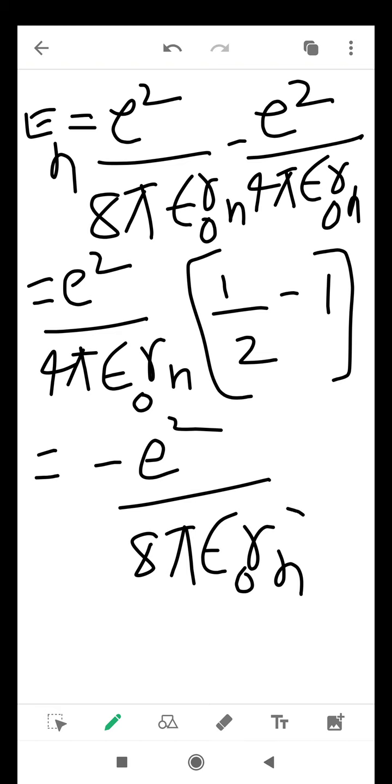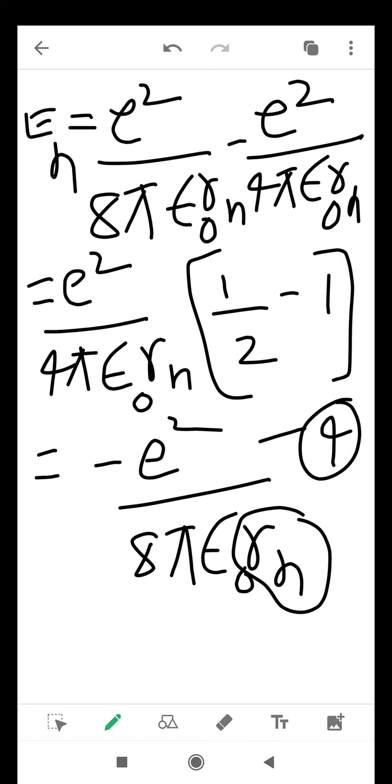Now we know the value of Rn from the previous video. So let us substitute the value of Rn directly in this equation number 4.